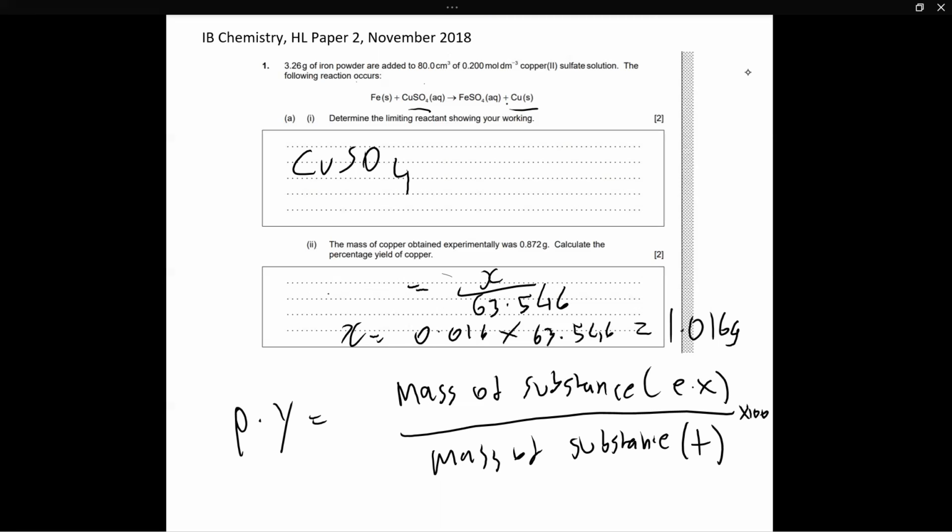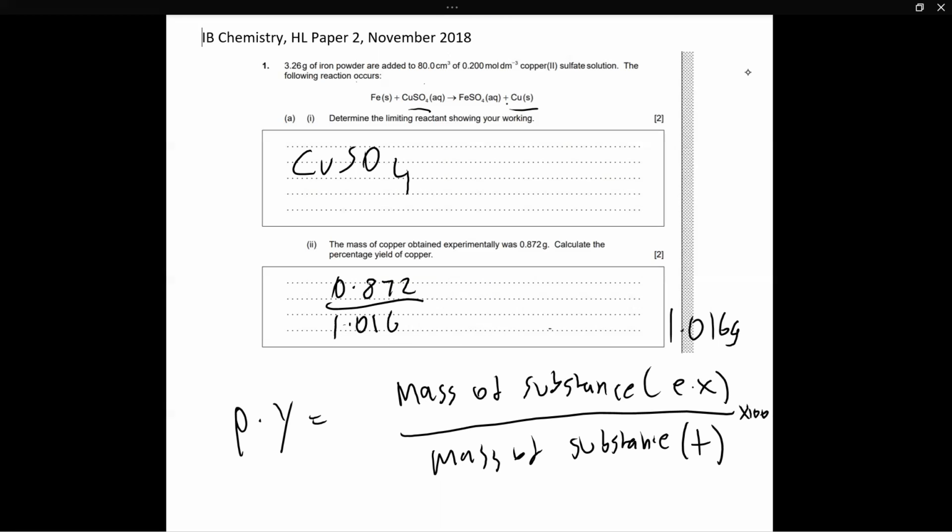So let's implement all these values into our percentage yield formula. So percentage yield is the mass of substance derived experimentally, so that's 0.872, divided by the mass of substance derived theoretically, which is 1.016, and multiplied by 100, because we're trying to figure out the percentage, and in order to figure out the percentage of anything, you always have to multiply it by 100. So that will give us a percentage yield of approximately 85.76%. So that's a pretty good percentage yield.